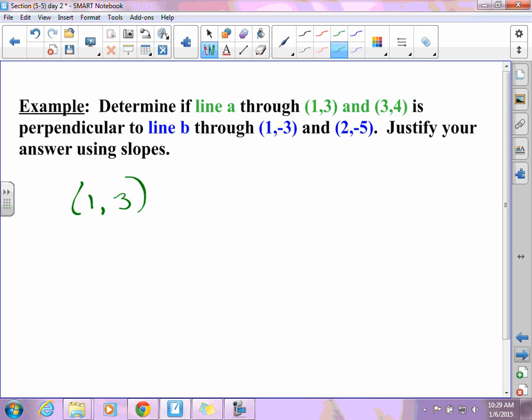Very good. So we're going to use all that information that we've done before. So this is x1, y1, x2, y2. m equals y2 minus y1 over x2 minus x1. Notice how we're using things from before.